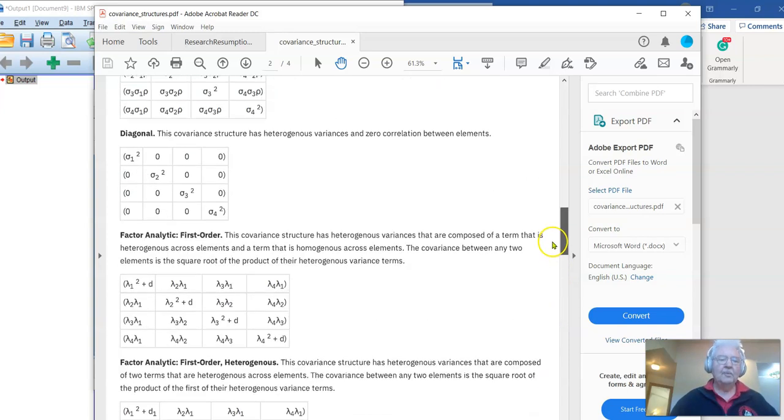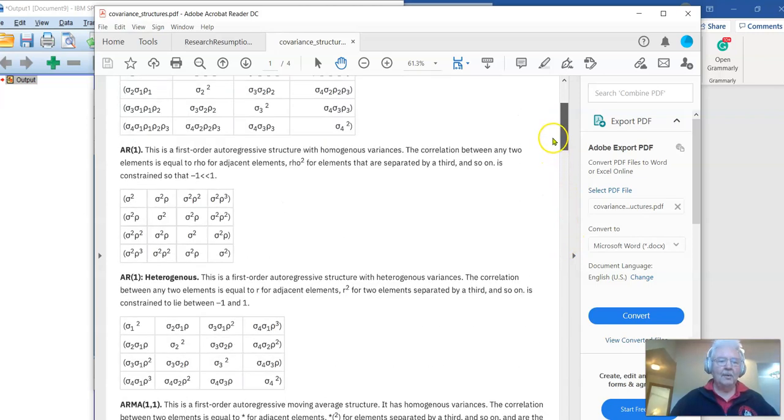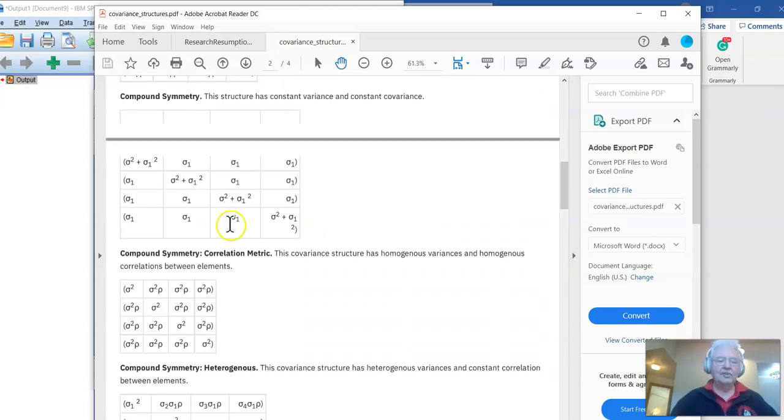We have another one that's diagonal, which we step up another step, and each variance is different, but the correlations are still 0. So scaled identity, everybody's the same. Diagonal, everybody's different within the variance. So the variance that's around visit 1 is different than the variance around visit 2, different from 3, different from 4.